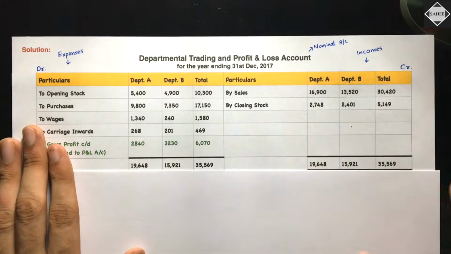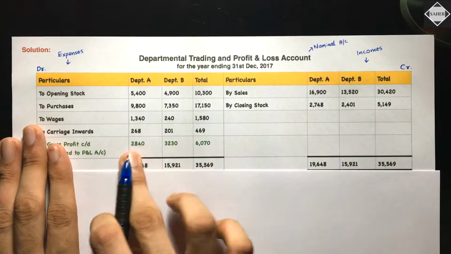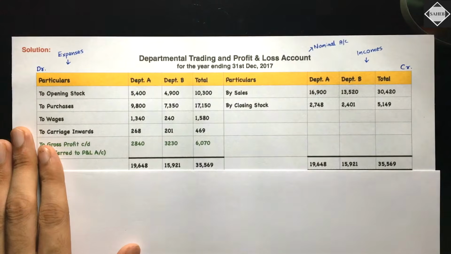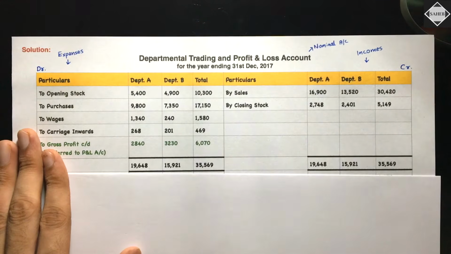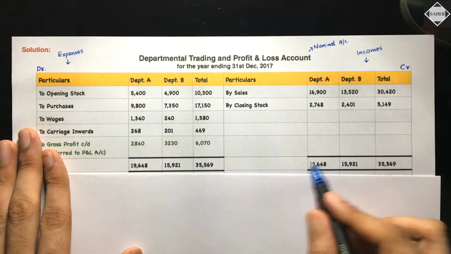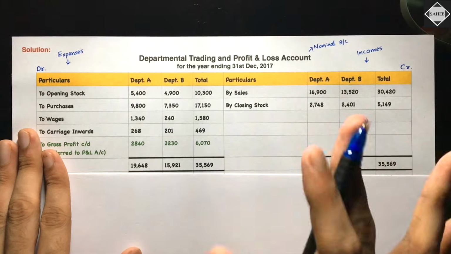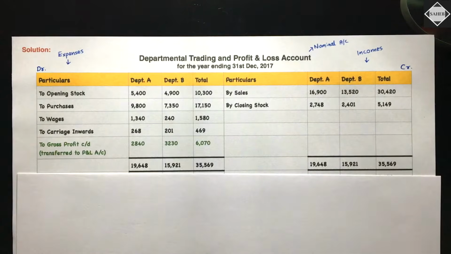Now what we have to do is just make a sum. We'll just add these two, that's equal to 6,070 rupees. That's how you will take it in the total column. And then below also like that. You will add these two, you will take 35,569, and then it will come over here also. Is it clear? Simple.